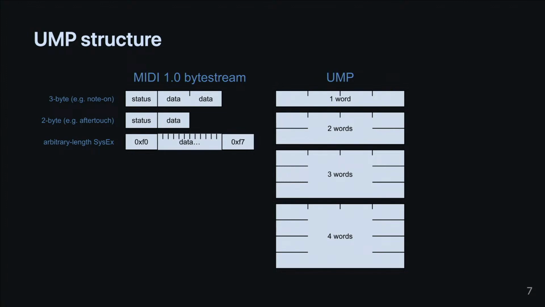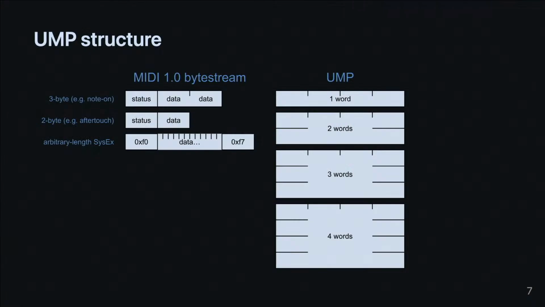On the left here, we've got a diagram of some MIDI 1 messages. On the top, we've got a note on, which is 3 bytes. We've got an aftertouch message, which is 2 bytes, and then sysex, which can have any length. On the right-hand side, we've got UMP format messages, a very vague overview of them anyway. So you can see right out of the gate, we've got a lot more room in each message to play with. So messages might be 4 bytes long, all the way up to 16 bytes long.